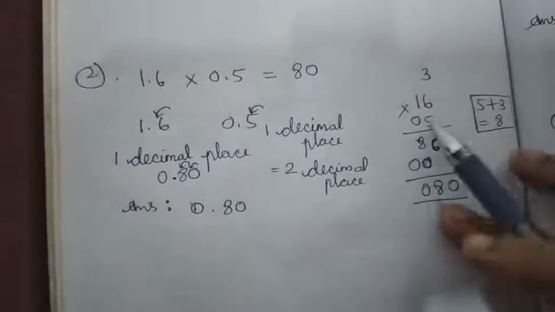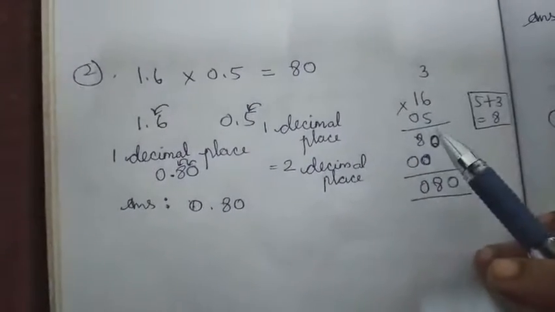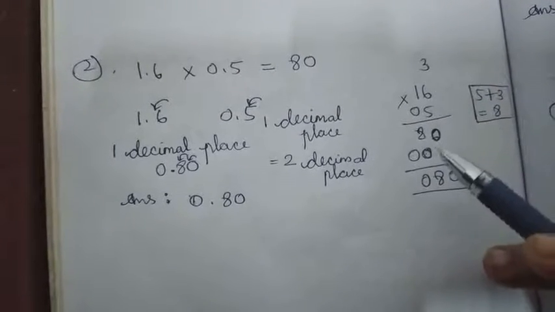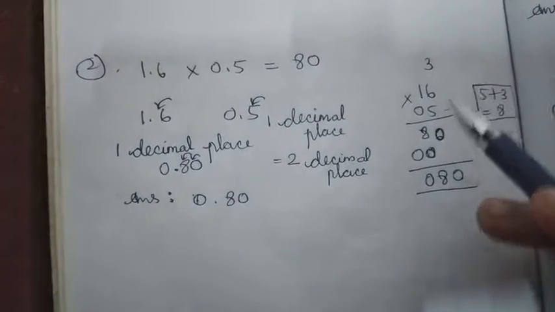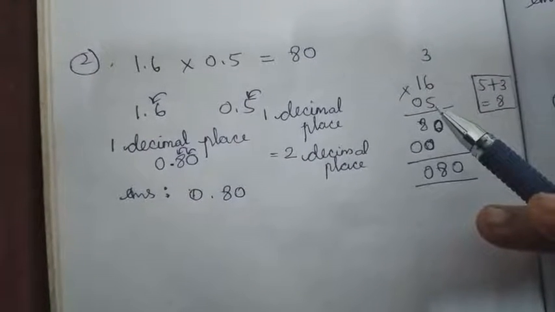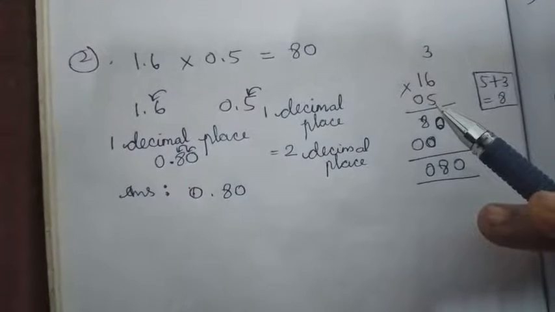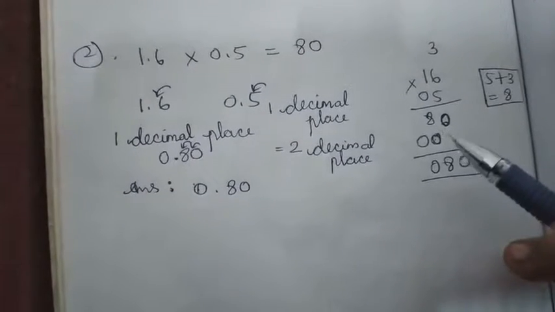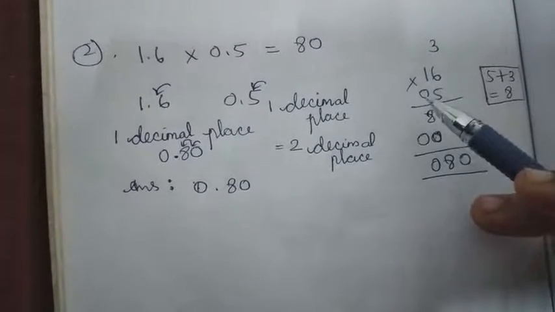16 multiplied by 0, 5. So 5 6s are 30. Put 0, balance 3. 1 5 is 5, plus 3, we will get what? 8.